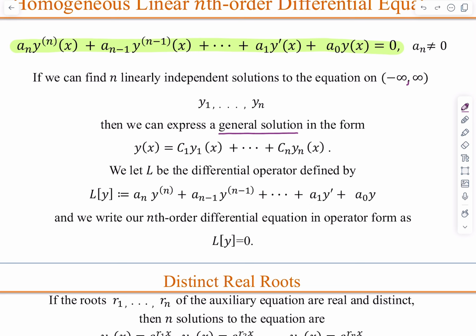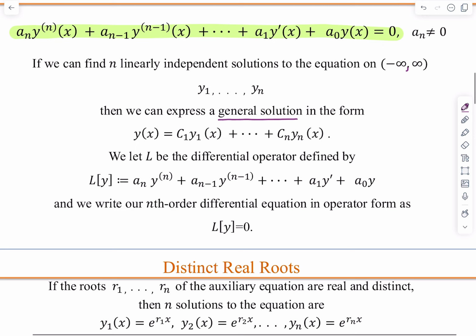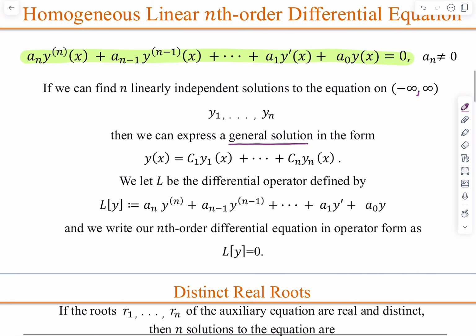We are going to be using operator notation, and you can see that we will let L be the differential operator defined by L of y, and this means we will be defining L of y as the following. So here you can see that we have a sub n multiplied by the nth derivative of y plus a sub n minus 1 multiplied by the n minus 1th derivative of y, and so forth. And we write our nth order differential equation in operator form as L of y is equal to 0. That is our homogeneous equation.